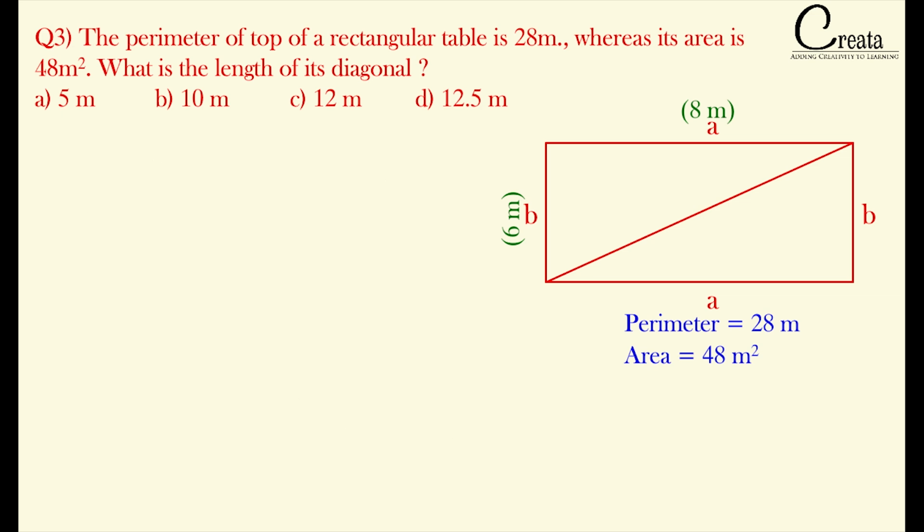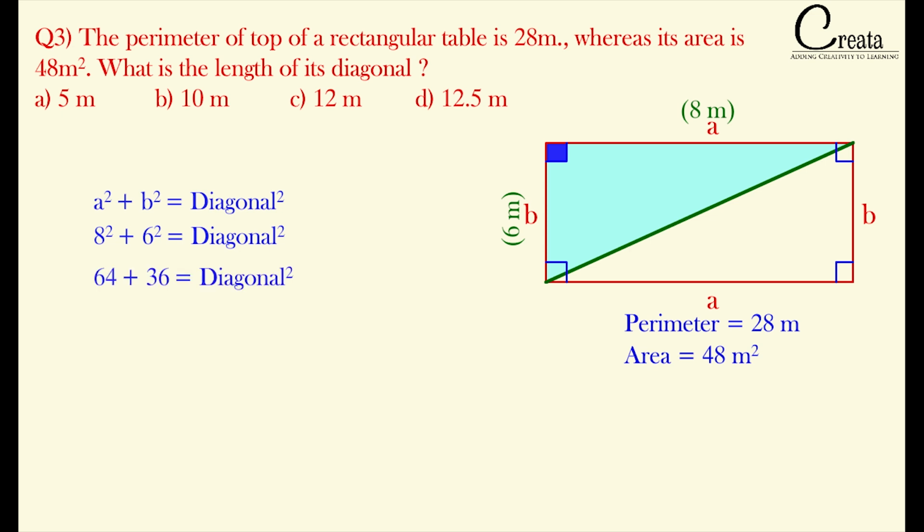Moving further, we have to calculate the diagonal of this rectangle. And we know the property of the rectangle, that all the angles of a rectangle are 90 degree. If we observe this triangle, can we say this triangle is a right angle triangle? This angle is a 90 degree angle. Further, for this right angle triangle, we know 2 sides. We can apply the Pythagoras theorem and we can get the third side. So we got 8 square plus 6 square is equal to diagonal square. On solving, we got the diagonal of this rectangle as 10 meter.